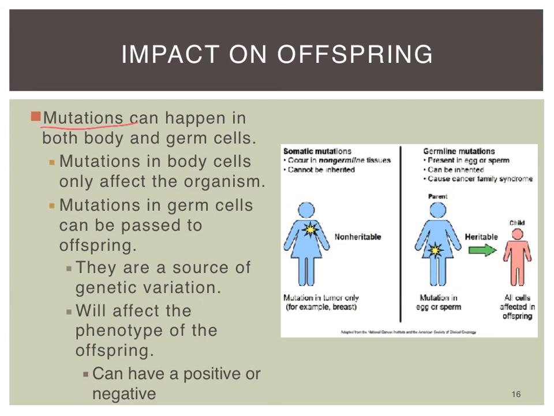Mutations can happen in both body and germ cells. Remember, body cells are somatic cells. Mutations in body cells only affect the organism. If they're in your body, they're not going to get passed on to your offspring, so they're only going to affect the person who has the mutation. Mutations in germ cells, since these are the sex cells, will be passed off to offspring, and as a result, they are a source of genetic variation, and it's going to affect the phenotype of the offspring. It can either be positive or negative.